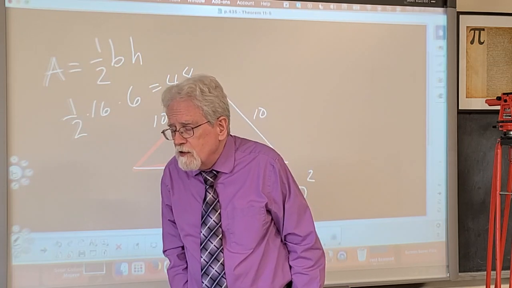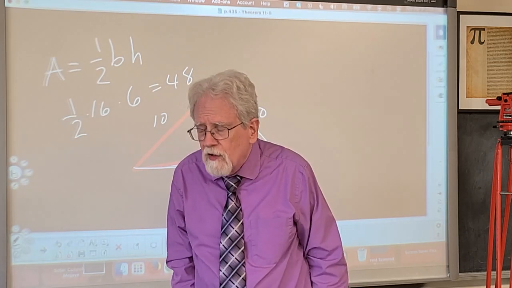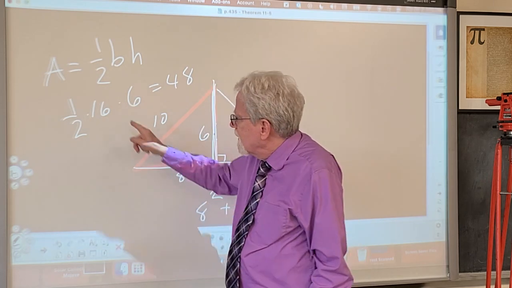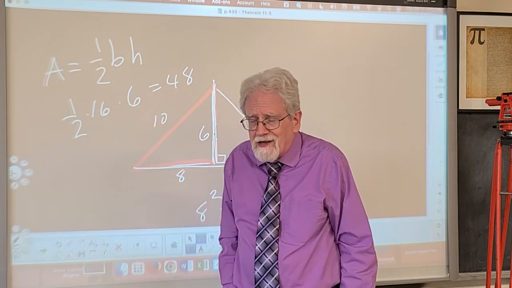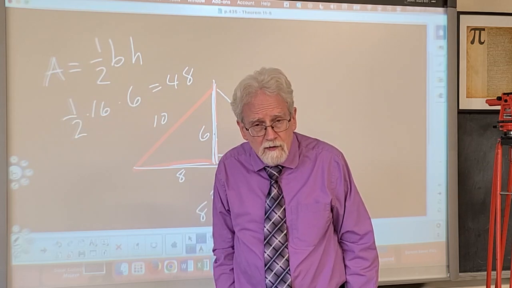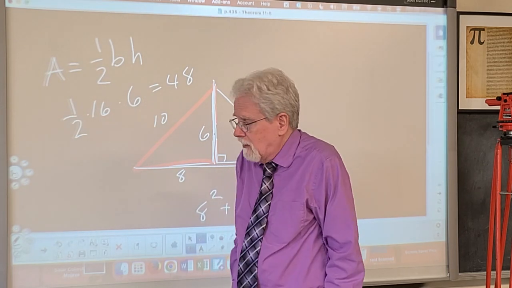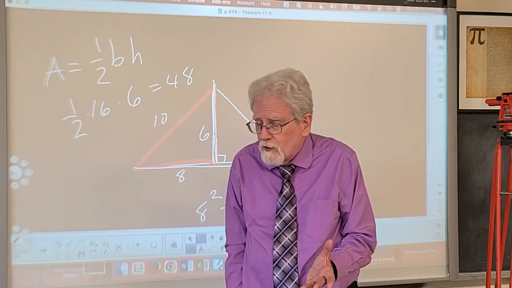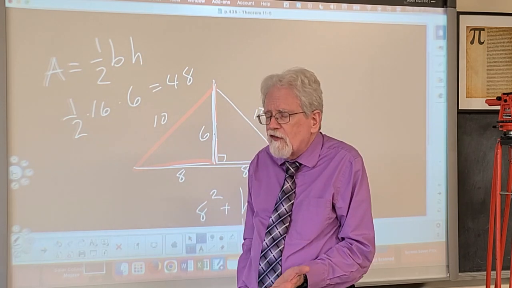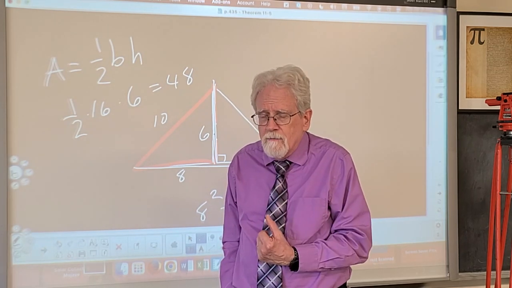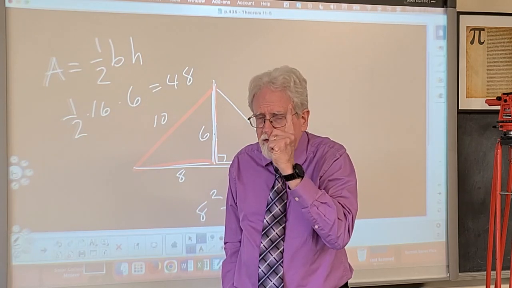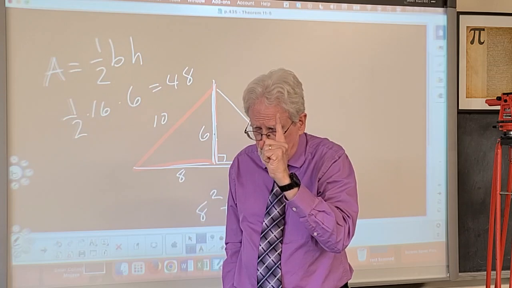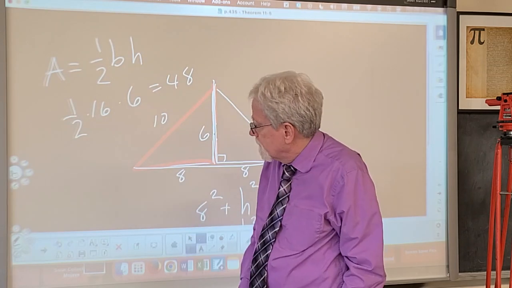Again, the one thing you must not do. Do not take half of both of these. Taking half of both of these is like taking half twice. And taking half twice is the same thing as taking a fourth. And we're not supposed to take a fourth. We're just supposed to take half. Only take half once. Never twice. Just take half once. And we get 48.